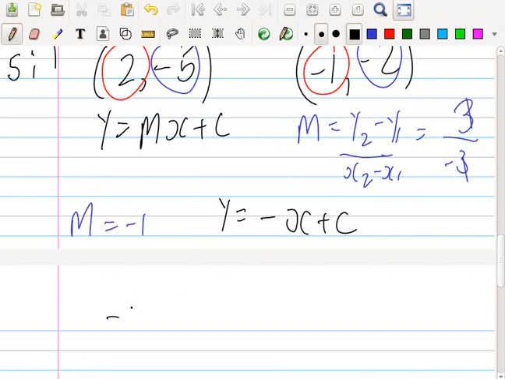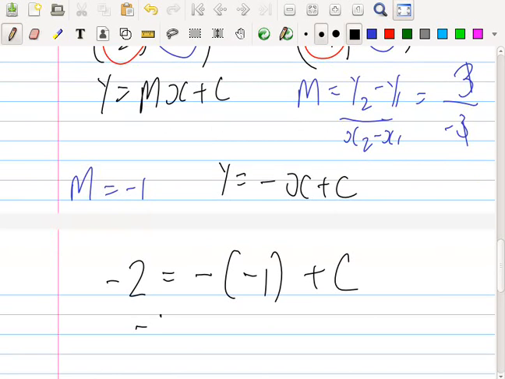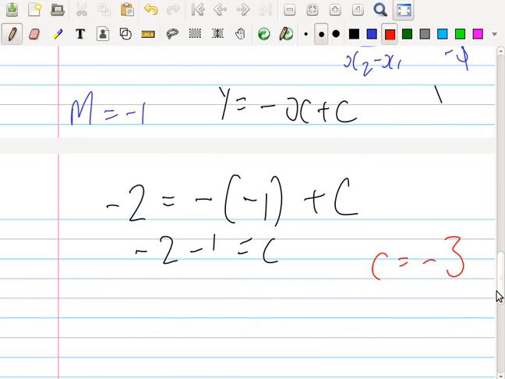So I get minus 2 equals minus x plus c. So I get minus 2, that'll be plus 1. When I take it to the left, it's minus 1. So there you go. C equals minus 3. So I have my answer now. Y equals minus x minus 3.